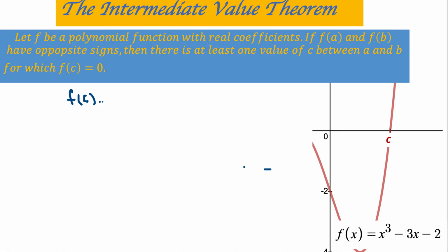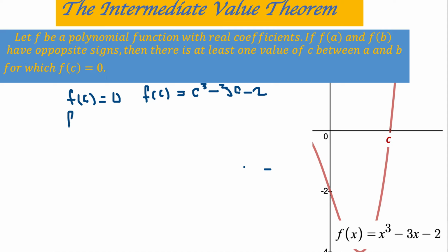For this specific function, we can write f of c is equal to, instead of the x, we are plugging in the c value: c cubed minus 3c minus 2. And now we see c is here somewhere, but if we go on the left side closer to 0, we see f of x is negative, it is down. And if we go further from 0, we see a positive value.